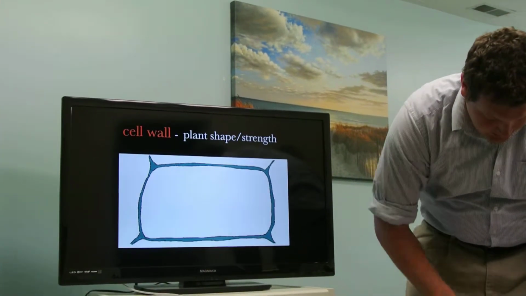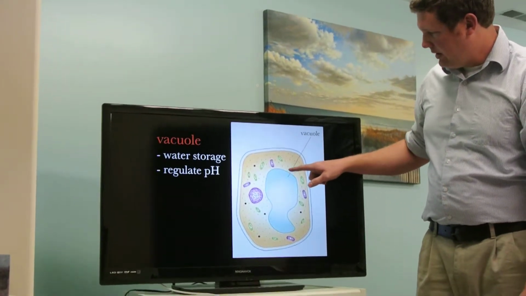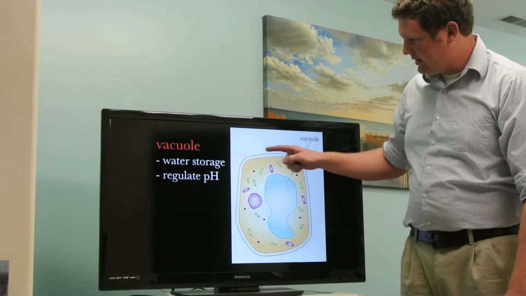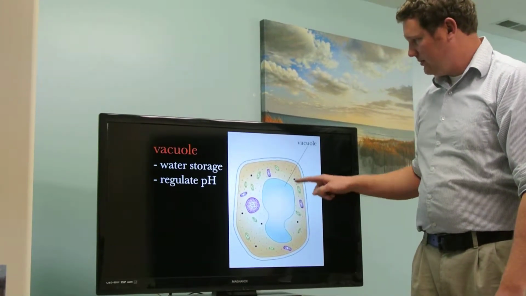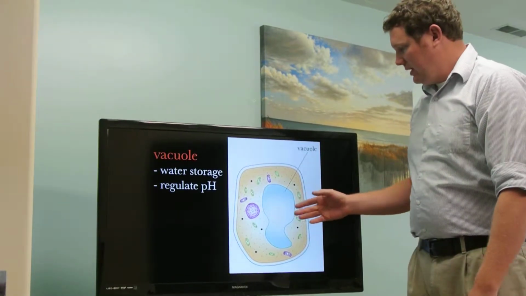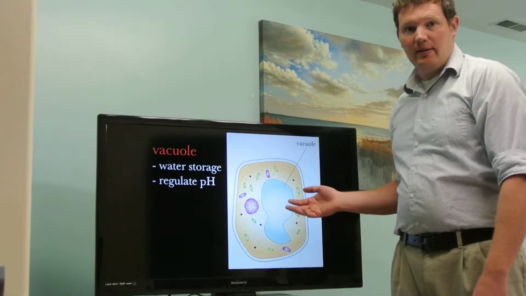The next part is the vacuole, and the vacuole is inside of the cell. So you can see our cell wall out here, this white ring. The vacuole is the next biggest part of the cell, and it is full of water. That's how the plant gets its water supply.